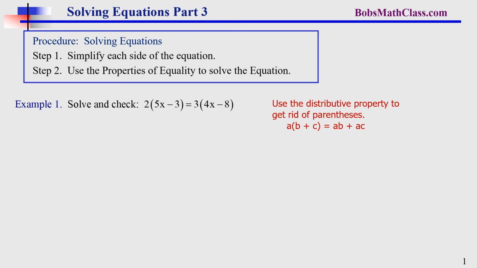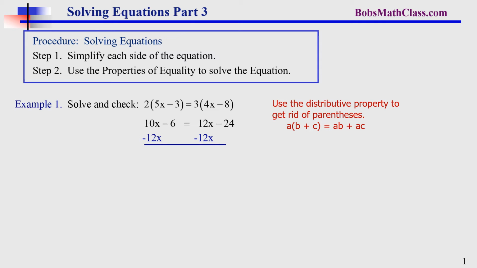Okay, so on the left side, we distribute the 2. So 2 times 5x is 10x, and 2 times negative 3 is negative 6. Do the same thing on the right-hand side. 3 times 4x is 12x, and 3 times negative 8 is negative 24. Now it looks like a problem from the last video. We need to get x on one side. I'm going to get x on the left-hand side, so subtract 12x on both sides.